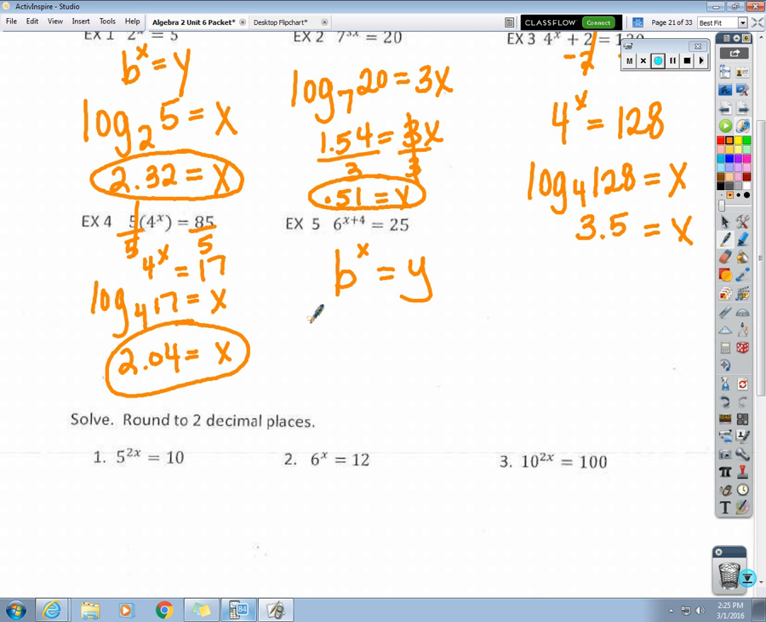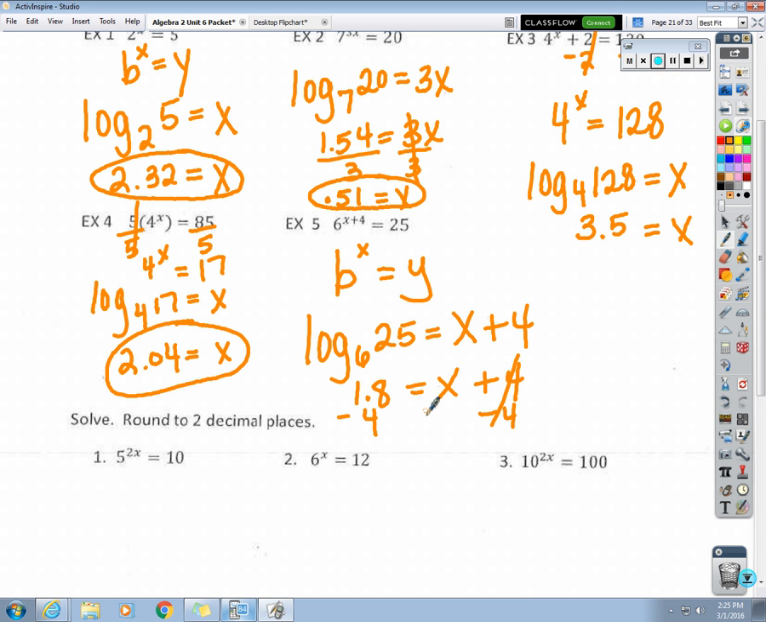So when we rewrite it, it'll be log base of equals right. Okay, now evaluate log base 6 of 25. Okay, so we'll just round it to 1.8, I guess. And now to get x by itself, what's the last step? Subtract the 4. And so what's 1.8 minus 4? Negative 2.2.